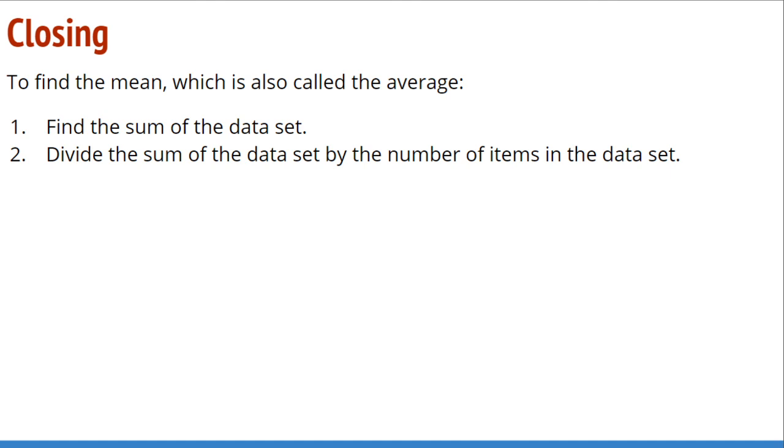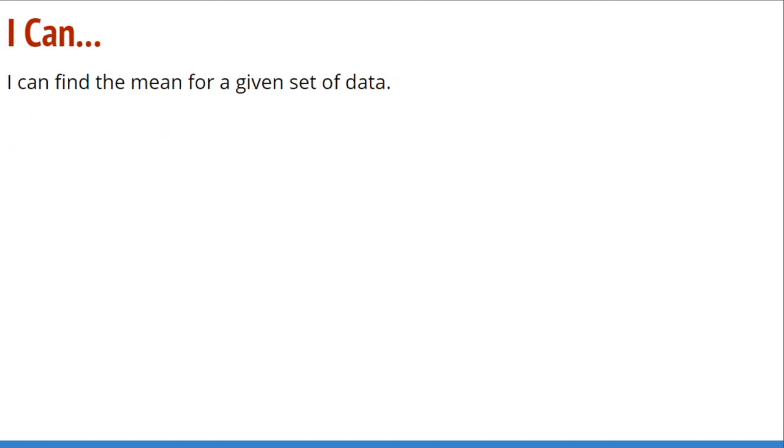So to find the mean, which we also call the average, we find the sum of the data set, so add up all of the things in the data set, and we divide the sum of the data set by the number of items in the data set. So hopefully at this point you're feeling pretty good that, given a basic data set and a calculator, you can find the mean. So that concludes Module 6, Lesson 6.5. And if you've got questions, make sure you ask.